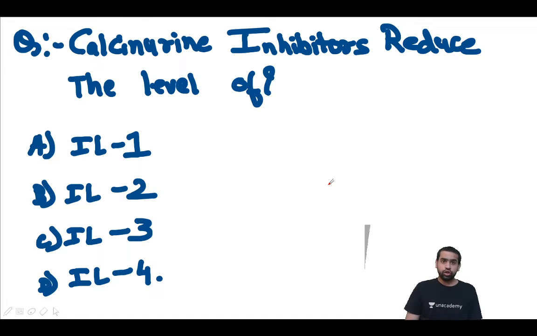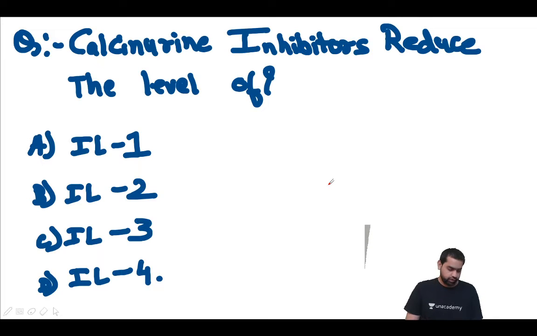The first question is, calcineurin inhibitors reduce the level of. A pretty simple question. What do you think is the answer, guys? Agarkar is saying that it's interleukin 2. Do you agree with him? Please do put up your answer. Harshita is also saying it's interleukin 2.